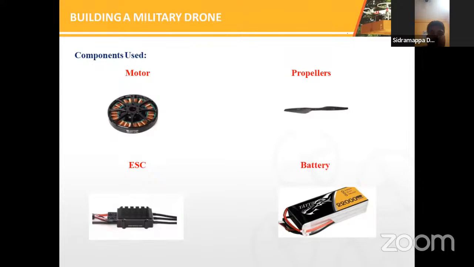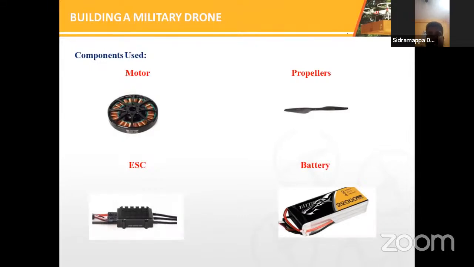I am going to explain building a military drone. Components used. First of all, motor. The most common use of motors for drones and unmanned aerial vehicles is to spin the propellers of military drones to enable them to fly. And then propellers. Most of the drones the military uses are propeller driven. They are powered by small lightweight engines and most of their weight is fuel.